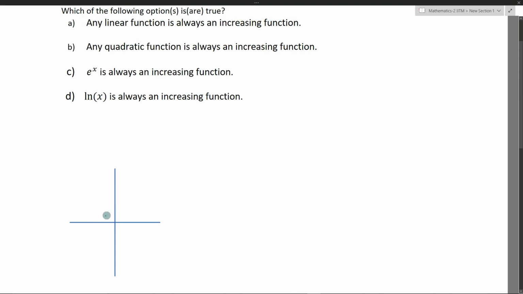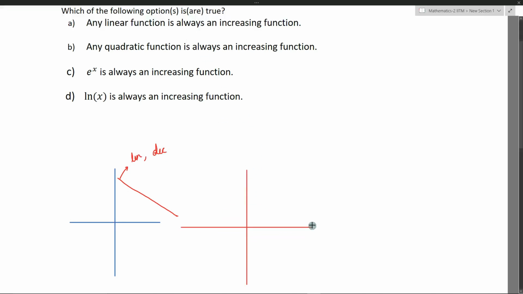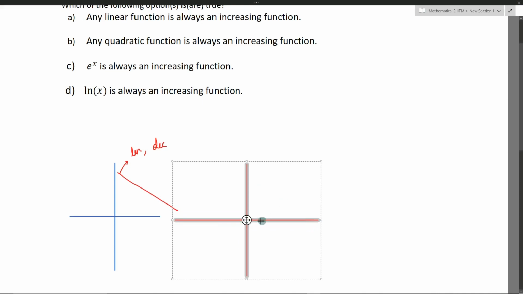What about linear functions? We can have linear functions like this, or we can also have linear functions like this. This is a linear function, but this is also a decreasing function. Next, what about the second option? In the second option we have a quadratic function. We can have a quadratic function something like this. What is happening here? In this interval, this quadratic function is decreasing. So option 2 is also wrong.